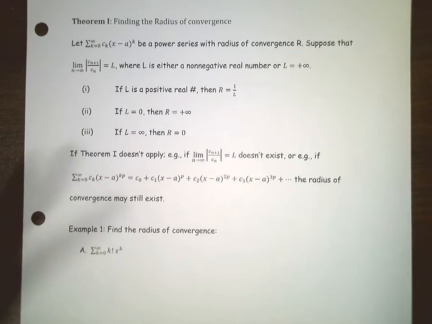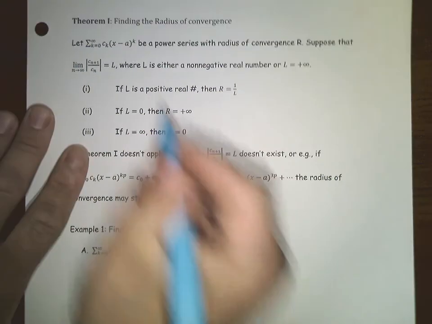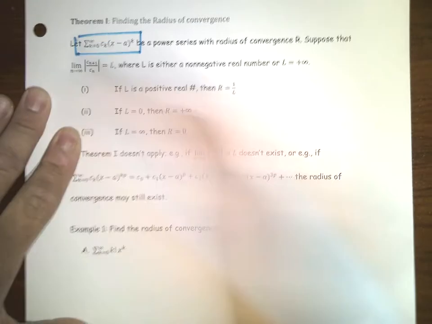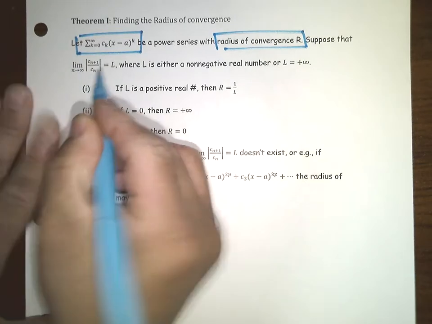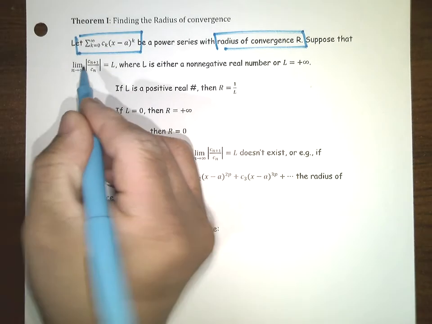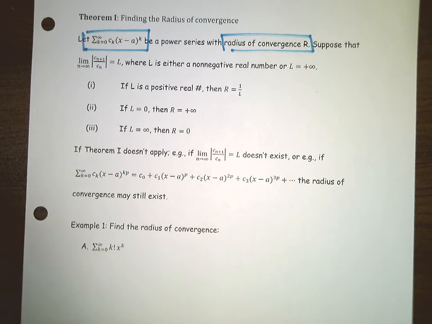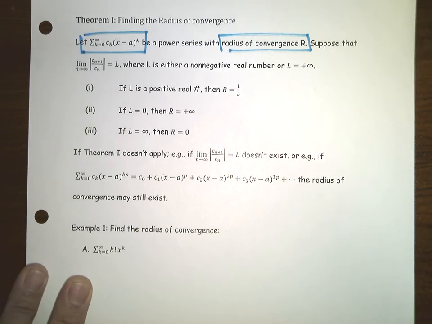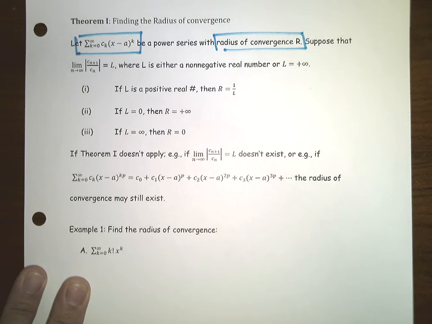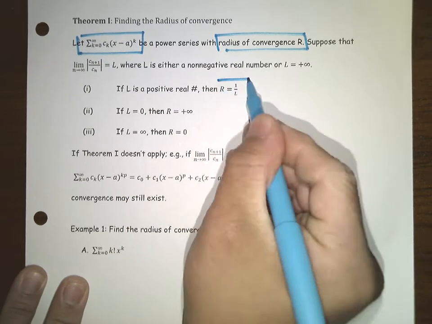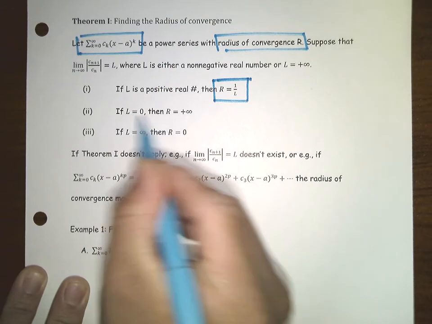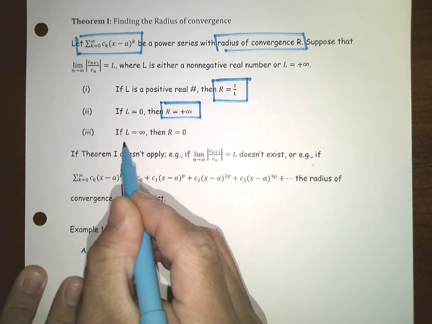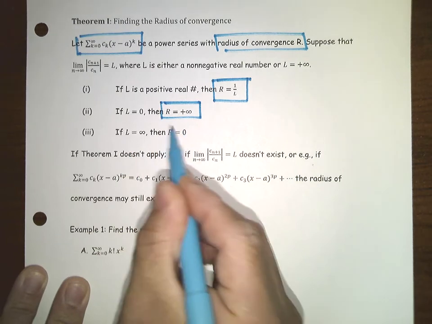So how are you going to find this radius of convergence? If this is a power series with radius of convergence r, suppose that the limit as n goes to infinity of the absolute value of c_(n+1) over c_n is equal to L, where L is either a non-negative real number or L is equal to infinity. Then if L is a positive real number, R is equal to 1 over L. If L is equal to 0, then R is equal to infinity. And if L is equal to infinity, then R is equal to 0.